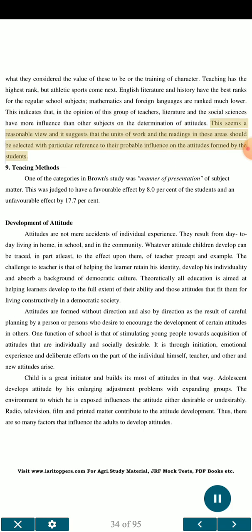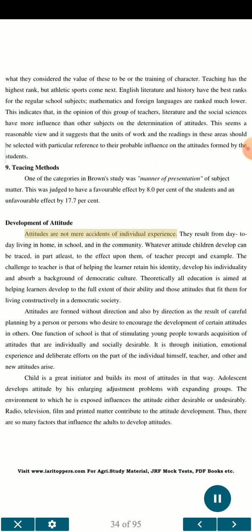This seems a reasonable view, and it suggests that the units of work and the readings in these areas should be selected with particular reference to their probable influence on the attitudes formed by the students. 9. Teaching methods. One of the categories in Brown's study was manner of presentation of subject matter. This was judged to have a favorable effect by 8.0% of the students and an unfavorable effect by 17.7%.